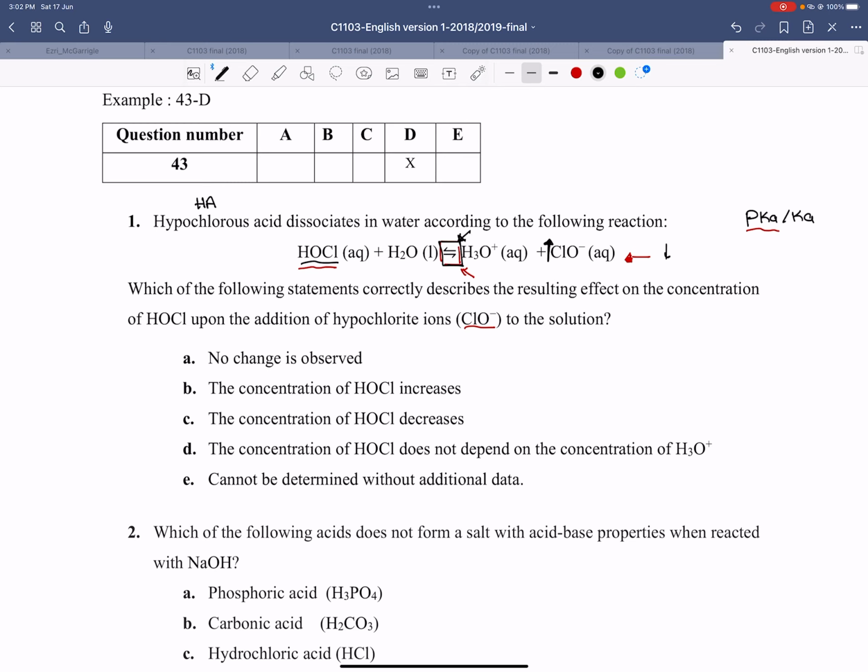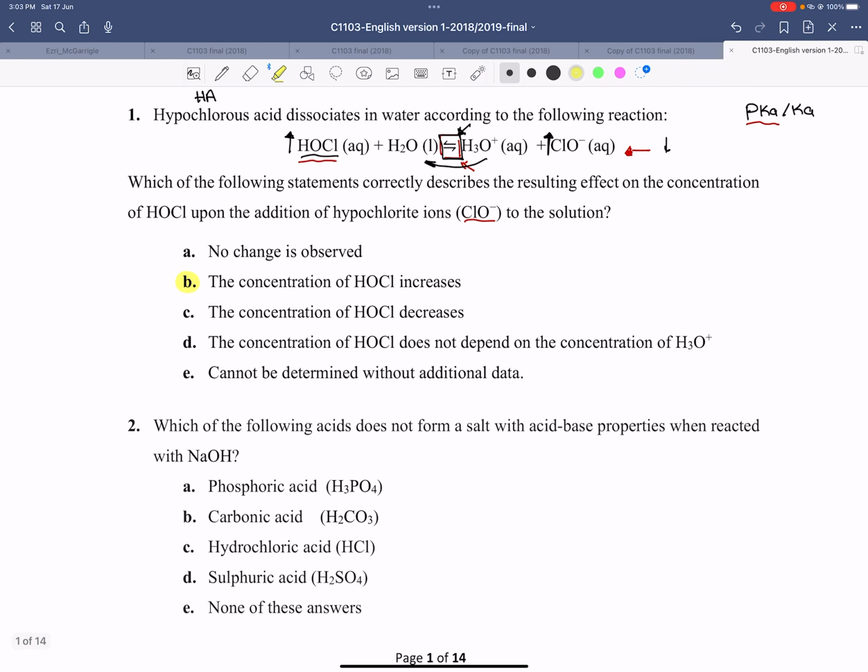To decrease it, the reaction has to shift backward. What happens when it shifts backward is that the concentration of HOCl will definitely increase. That's it. I don't have to do anything else. So simply search for the correct answer, which is that the concentration of HOCl increases. That's your correct answer. That's number 1.